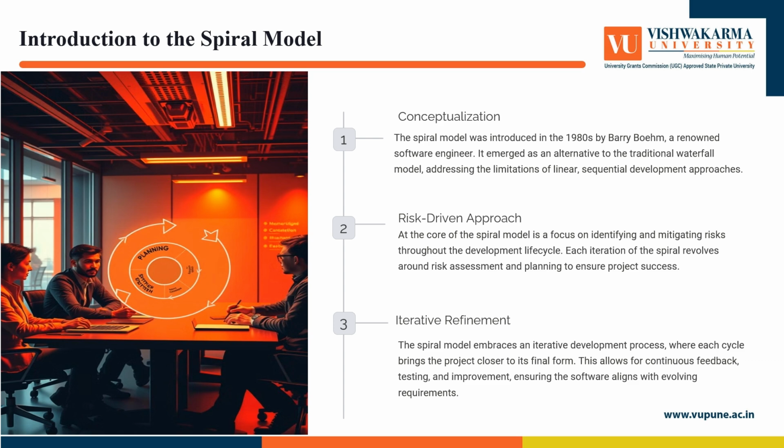Second, risk driven approach. At the core of the spiral model is a focus on identifying and mitigating risk throughout the development life cycle. Each iteration of the spiral revolves around risk assessment and planning to ensure project success. Iterative refinement. The spiral model embraces an iterative development process where each cycle brings the project closer to its final form. This allows for continuous feedback, testing, and improvement, ensuring the software aligns with evolving requirements.